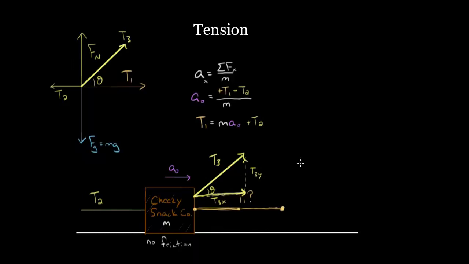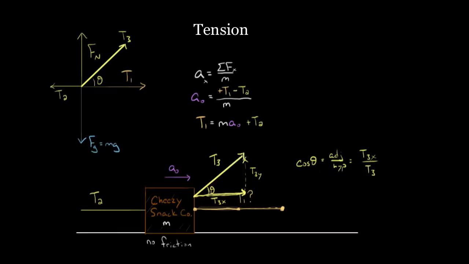So I'm going to say cosine theta, and I'm going to use cosine because I know this side, T3x, is adjacent to this angle that I'm given. Since it's adjacent to the angle I'm given, I use cosine, because the definition of cosine is adjacent over hypotenuse. And my adjacent side is T3x. My hypotenuse is this side here, which is the entire tension, T3.